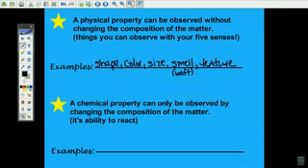A chemical property can only be observed by changing the composition of the matter, its ability to react. So if it's flammable, if it will react with oxygen or oxidize, anything to do with how it will react, reactivity. These are all chemical properties.